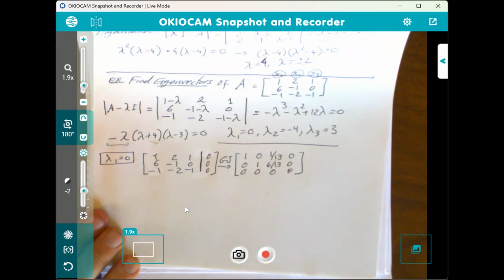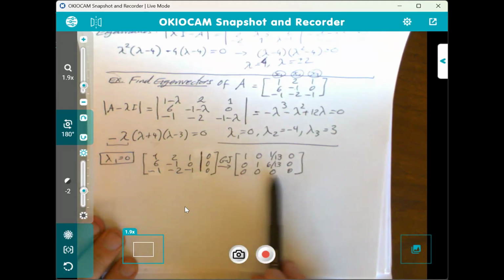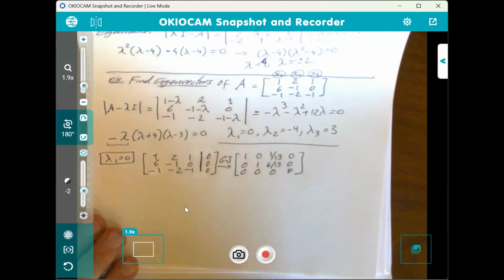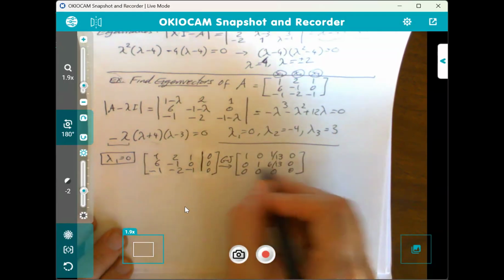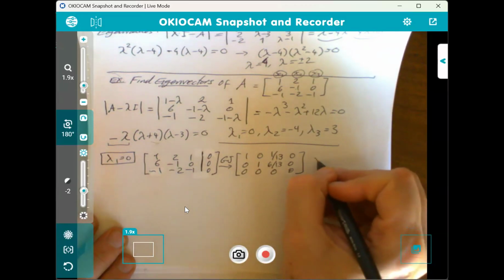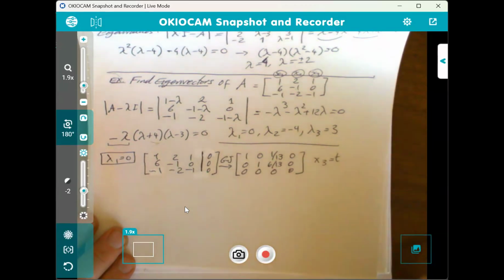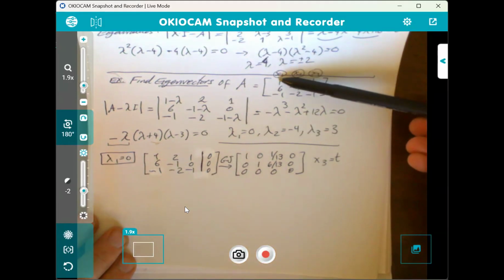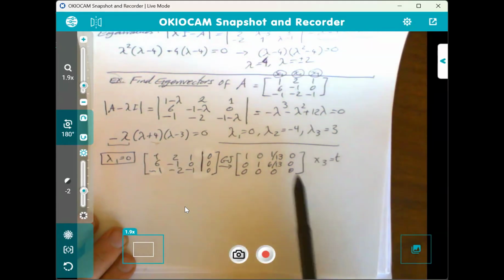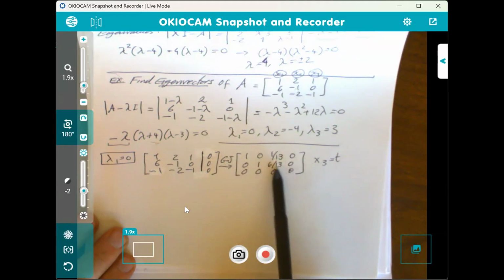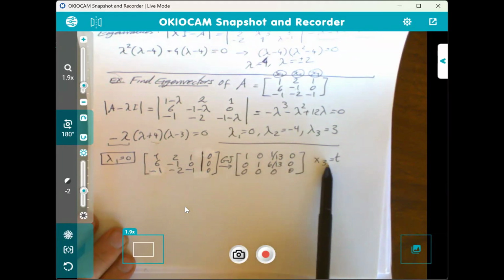Okay, so this tells me, because I have a row of zeros here, the solution is going to be a parametric solution, right? In other words, I'm going to have infinite eigenvectors corresponding to this matrix. Infinite eigenvectors. Okay, so let's see. To make this parametric, I'm going to let x sub 3 be t. Remember, these are the coefficients on x1, x2, x3. So from the second row, this is my free variable. I'm going to let x sub 3 be t.